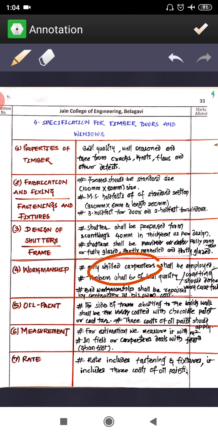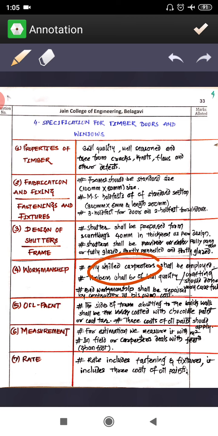And the next in sequence is oil painting. The sides of the brick wall shall be coated with a coat, or you can call it a coat of paint, right? And 3 coats of oil paint you are supposed to apply for the frames also, right? For the frames, and for the shutters also.